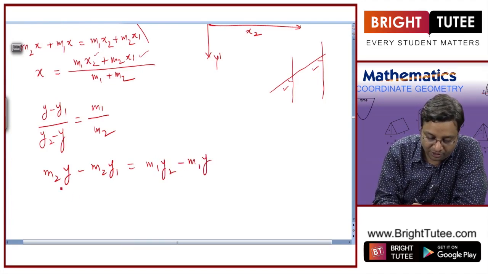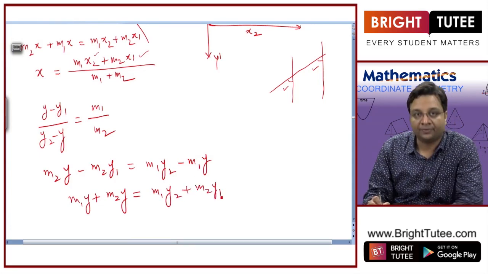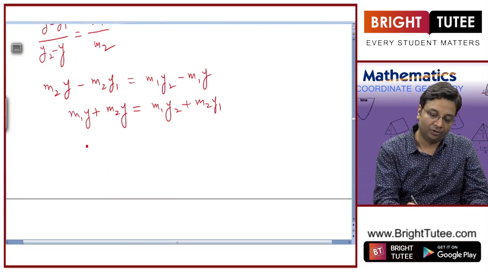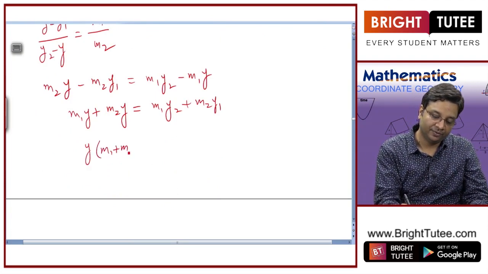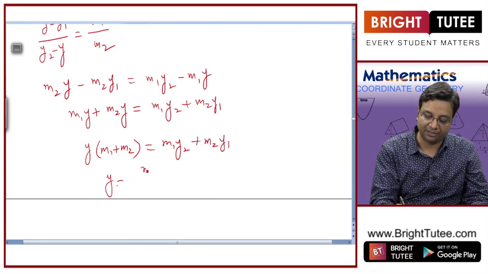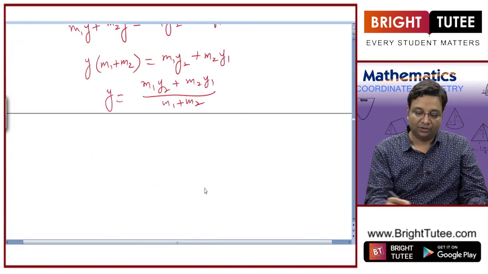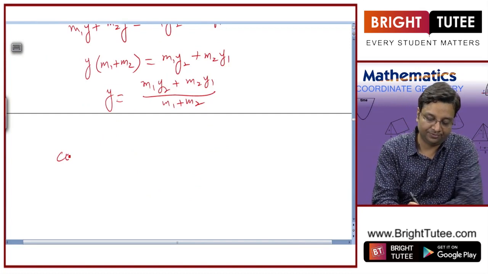Take all the terms in y on one side, so m1y plus m2y will be equal to m1y2 plus m2y1, right? Now if I take y common, it will give me m1y2 plus m2y1. Hence we can say y is equal to m1y2 plus m2y1 divided by m1 plus m2, right?